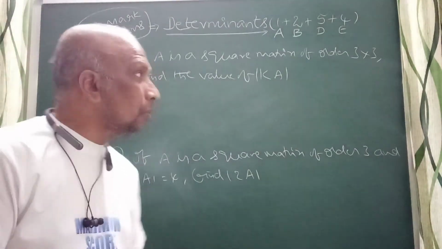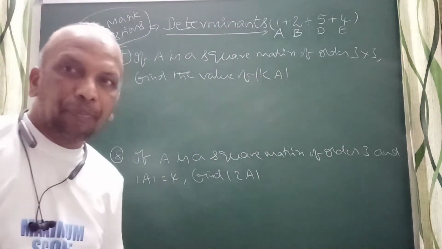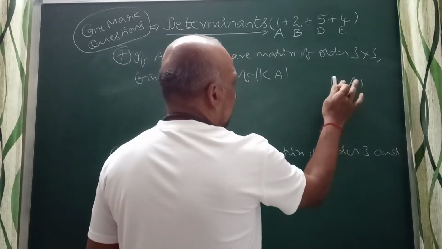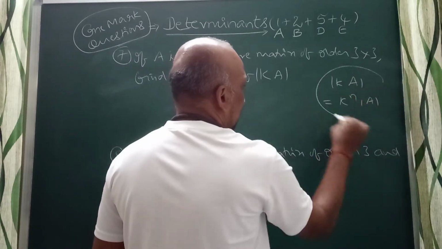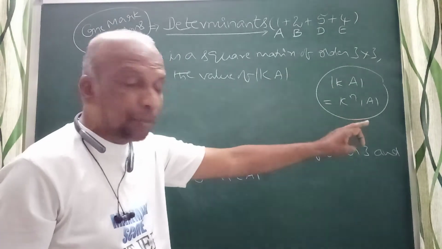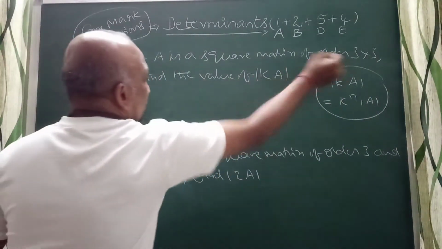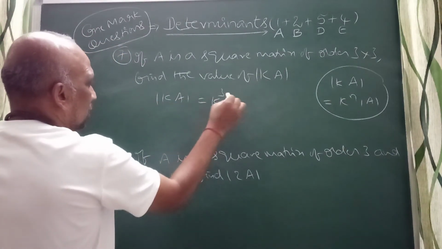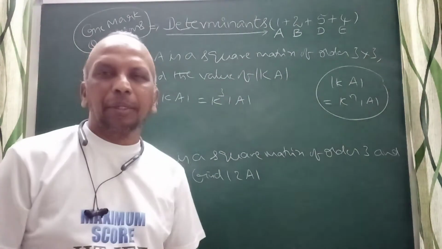Now see in this problem, A is a square matrix of order 3 by 3, find the value of delta of kA. Delta of kA is always equal to k power n into delta A, where n is the order of the matrix. That means if A is a square matrix of order n by n, then delta of kA equals k power n into delta A. Here, they have given 3 by 3. So I can write delta of kA is equal to k power 3 into delta A, right? k cube, since 3 is the order.